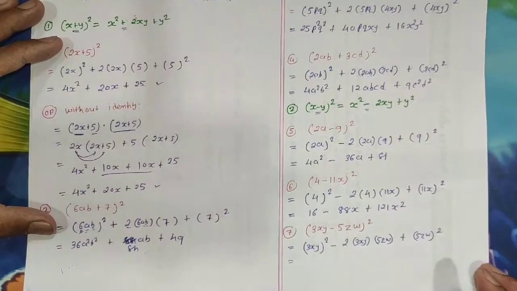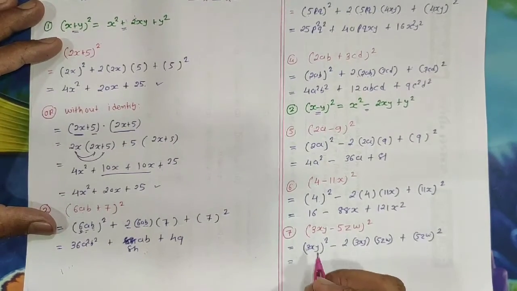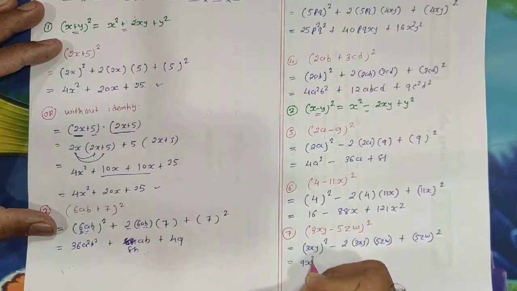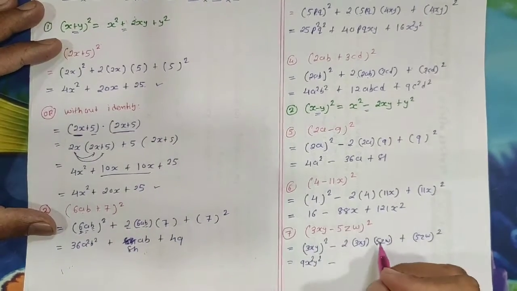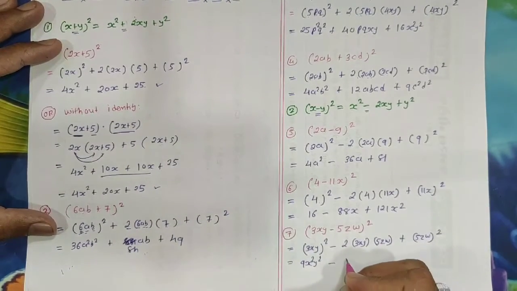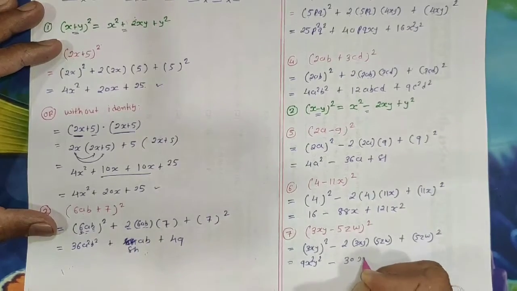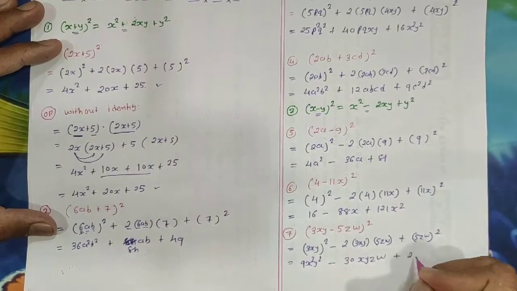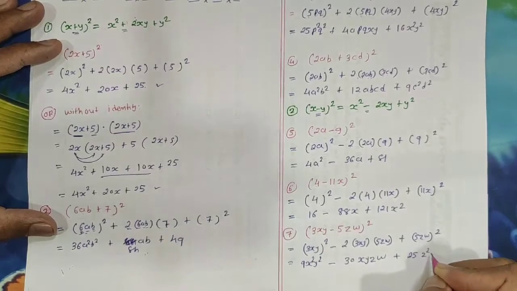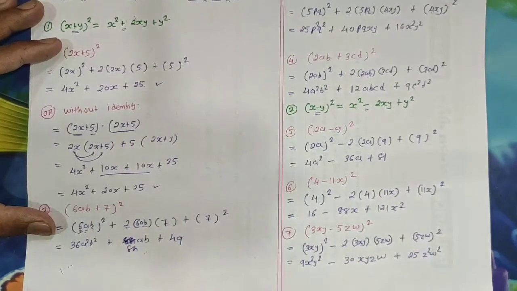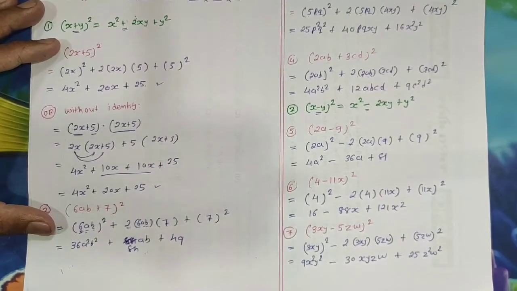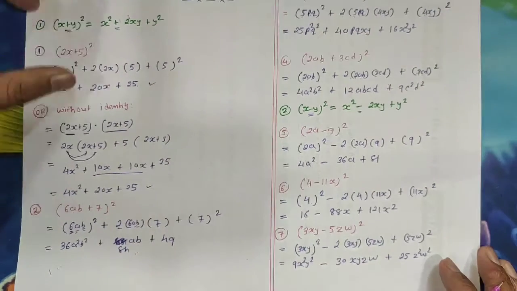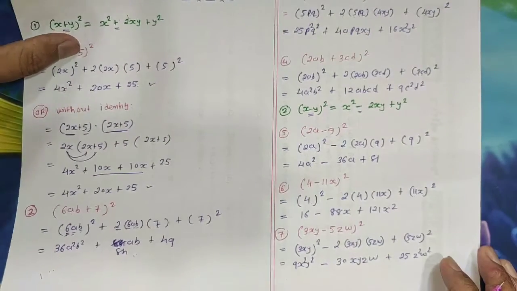So here you have to consider the square of this 3xy. So 3 square x square y square. So 3 square is 9 x square y square, minus 5 3s are 15, 2s are 30 xy zw, plus 5 square, 25 z square w square. Clear? So this is how you can perform expansion based on identity number 1 and identity number 2.